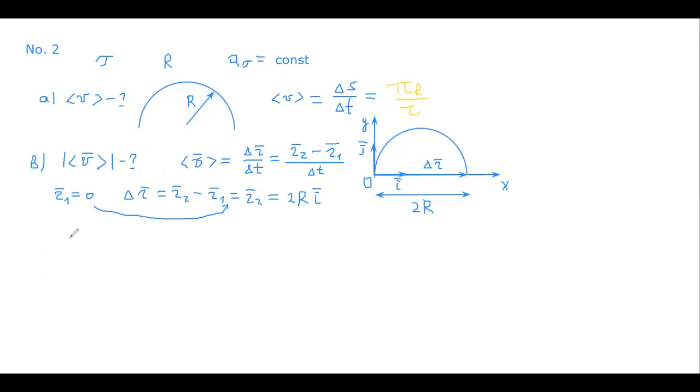Okay then, let's find average velocity. Delta r divided by delta t, and it is equal to double r I divided by tau.